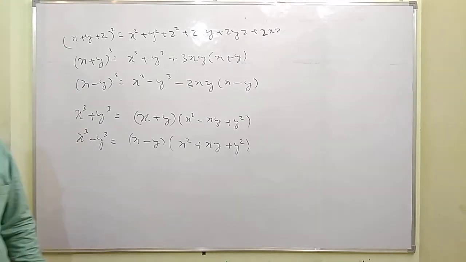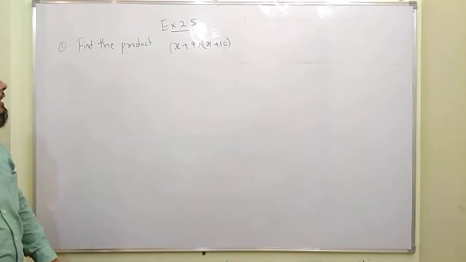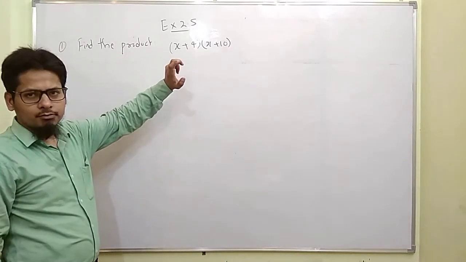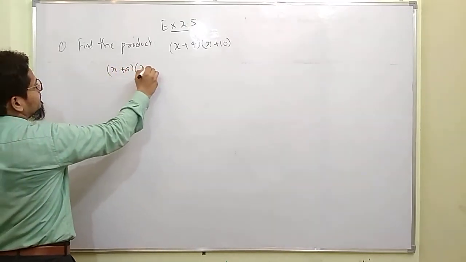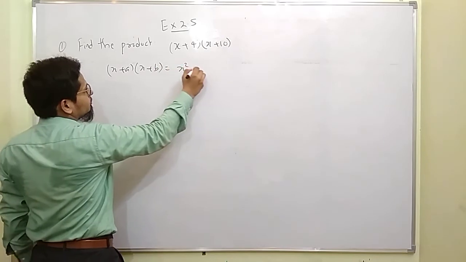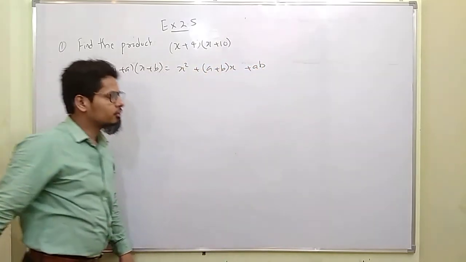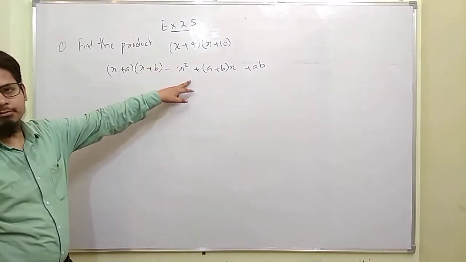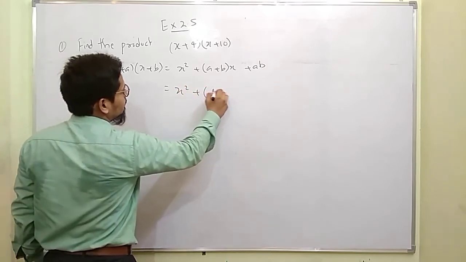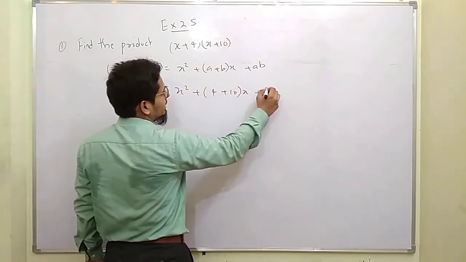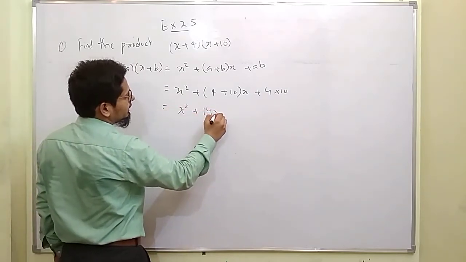Okay, so now class, all the list is completed. Now we have to multiply these two numbers. For this one, we have one result: (x + a)(x + b) is equal to x square plus (a + b) into x plus ab. Now here a is 4, b is 10. Put in this formula, we will get x square plus (4 + 10) into x plus 4 into 10, right? It is x square plus 14x plus 40.